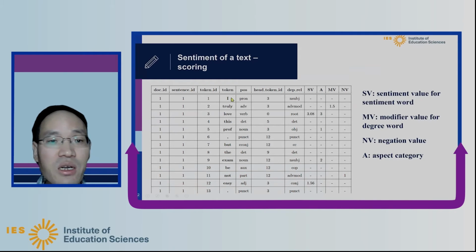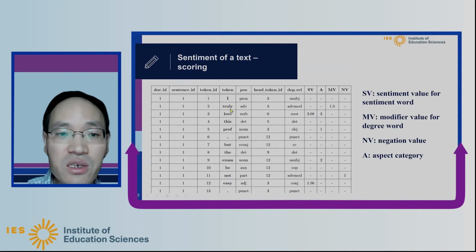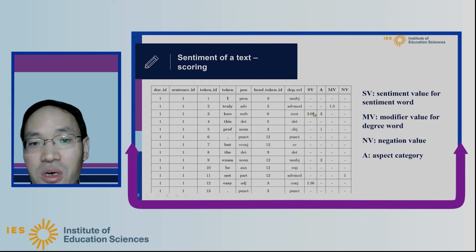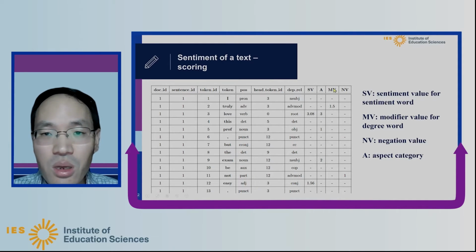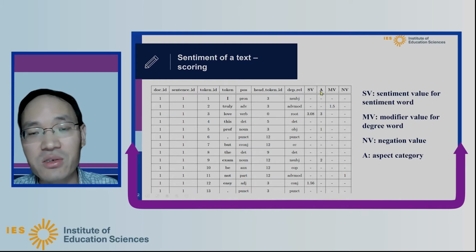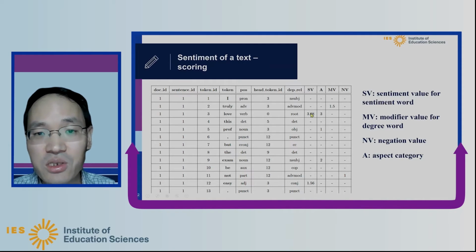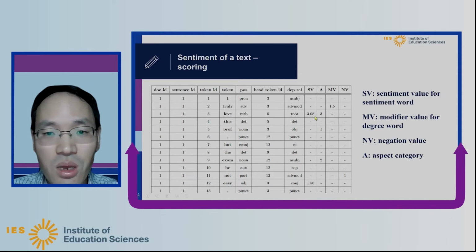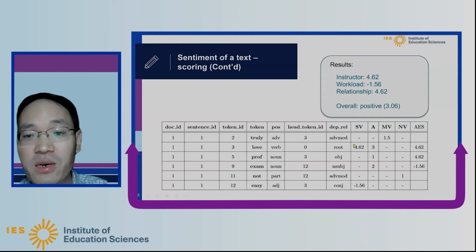So this gives a table. Basically, we break down the text into individual words, and then we see if each is a sentiment expression or not. For example, love is a sentiment expression, and its score is 3.08. It's also related to an aspect, one of three different aspects. We also have the modifiers, so we see that a word like truly can change the score to make a sentiment more positive or less positive. Based on that, we can get a table that looks like this.